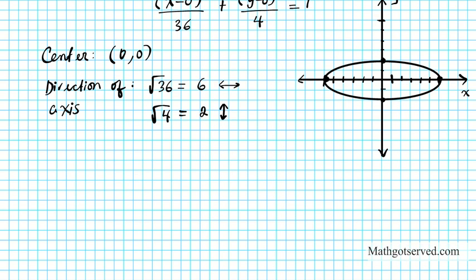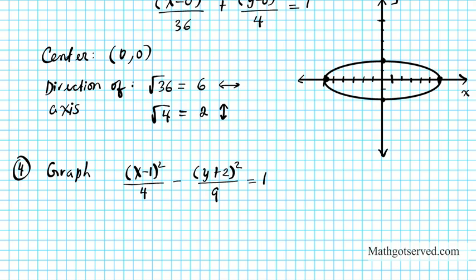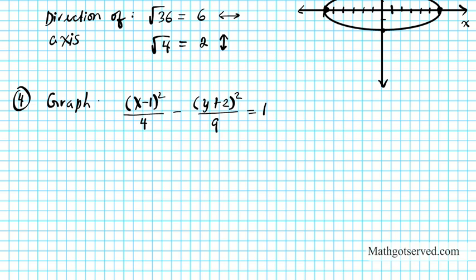Now let's take a look at one last example. We're going to graph a hyperbola. It's just a sketch. So for question 4, I'm going to graph (x − 1)² / 4 − (y + 2)² / 9 = 1. Okay, so this is a hyperbola. So we're not going to do a lot of labeling here. We're just going to do the basic hyperbola. Just graph the two curves using the center box and the asymptotes.